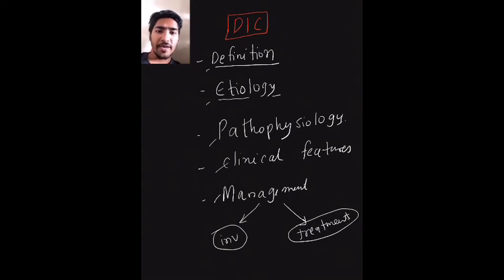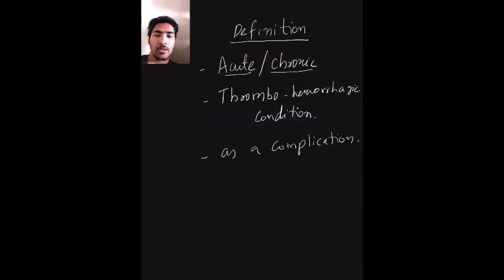Medics, today I'll be discussing the topic disseminated intravascular coagulation. I'll go in order wise. First I'll be discussing the definition, then etiology, then pathophysiology, then clinical features and your management part, which includes investigations and treatment. So first coming to the definition, how do you define disseminated intravascular coagulation?